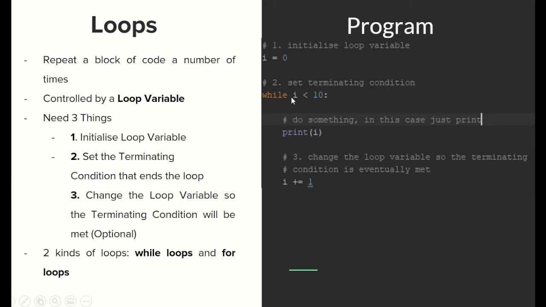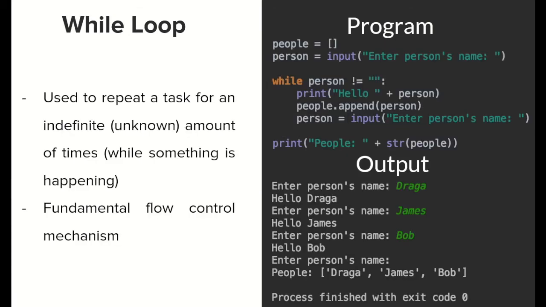So provided your I value is always less than 10, your code will run. When it gets to 10, we will check here, is I less than 10? In that case, it will evaluate to false, and that will be the thing that ends your loop, and then your code will continue with the rest of your program. So there are two kinds of loops. There's while loops and there's for loops. So we'll first have a look at while loops.